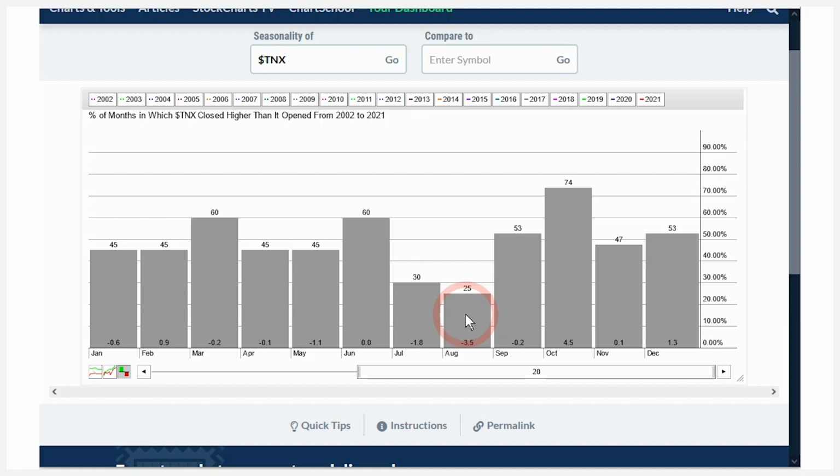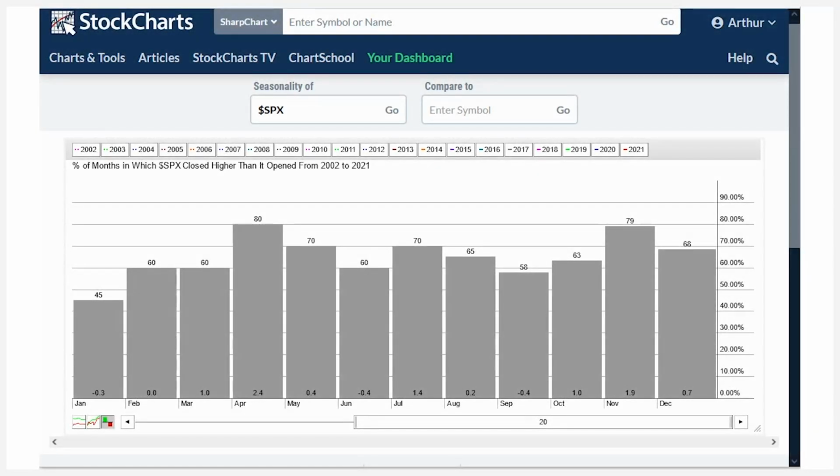25% of the time, Treasury bond yields are up, which means 75% of the time they are down. So if Treasury yields are down 75% of the time, then that means Treasury bonds are up 75% of the time in August. So that means TLT has a bullish seasonal pattern here in August. And so if we get a flag breakout, you've got that seasonal tailwind behind it, and that would be a bullish signal for TLT.